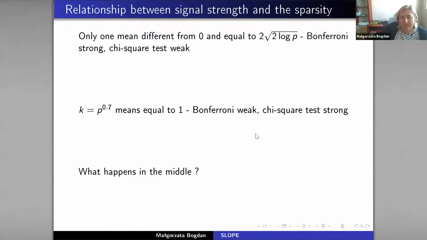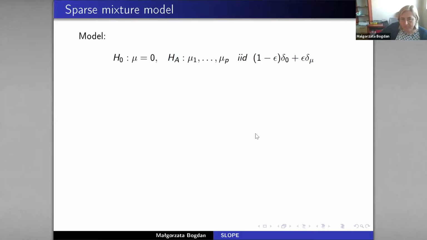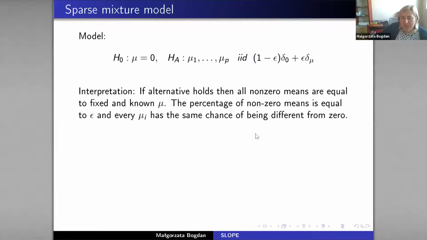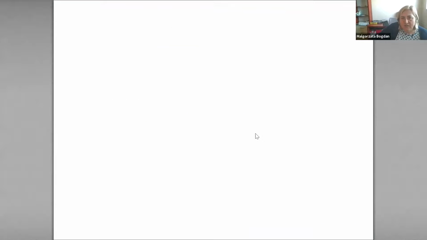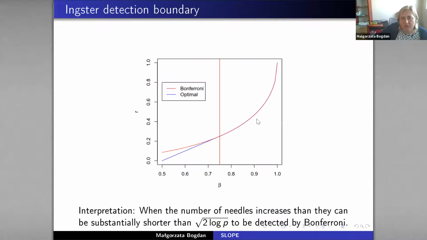Okay. And again, now I'm going to skip a part of the lecture. I'm going to share the materials with you, and here is the discussion of the situation, what happens in the middle. So the general conclusion from this discussion is that the detection threshold depends on the density.